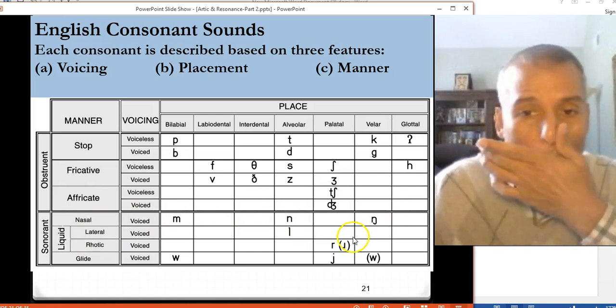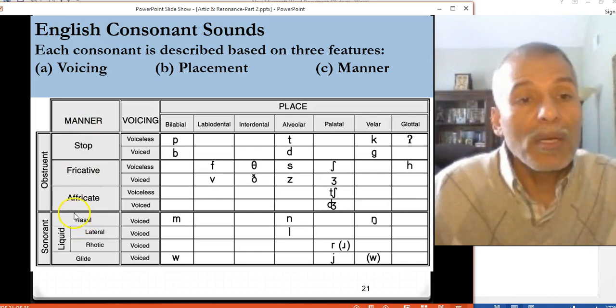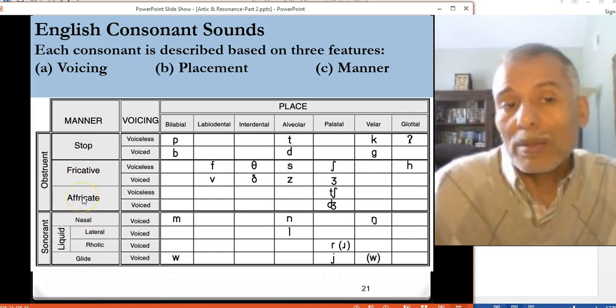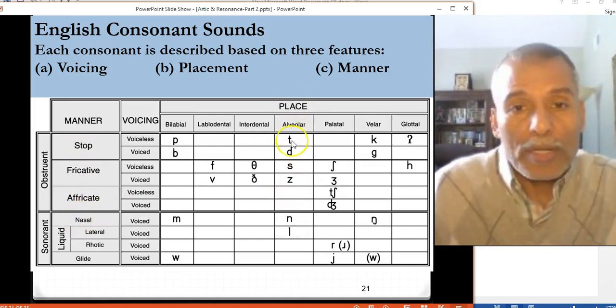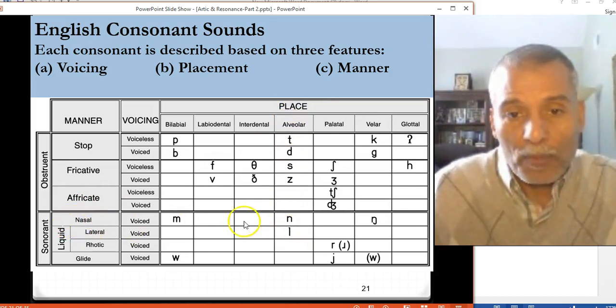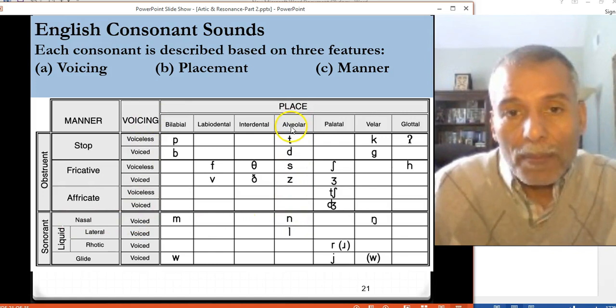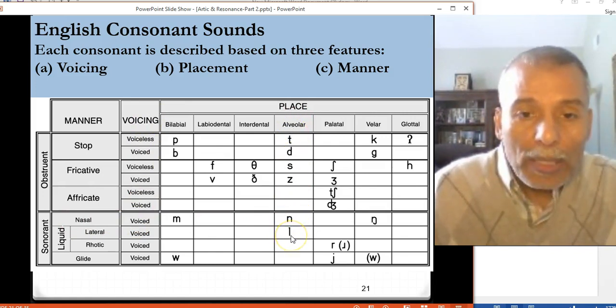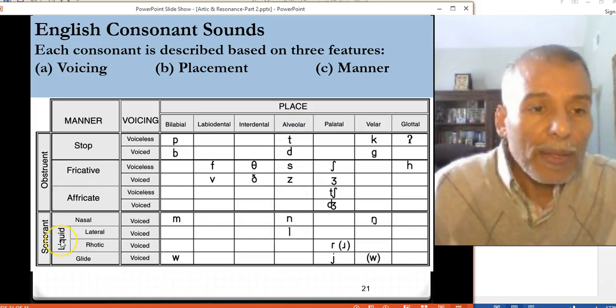Nasals are here, and that tells you the manner. What kind of sound do you have? A nasal sound, a sound that causes friction, and so on. In addition to the manner, there is the place: where is the sound produced? For example, this is a nasal. Voiced here, voiced nasal, and then alveolar. How about the l? The l is voiced, and the place is alveolar, and then liquid.